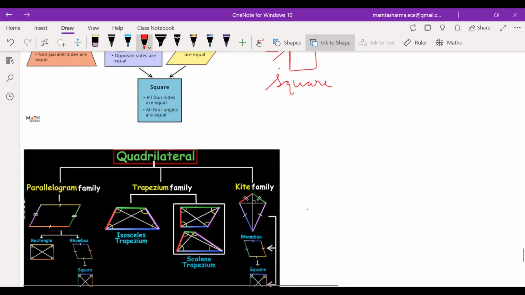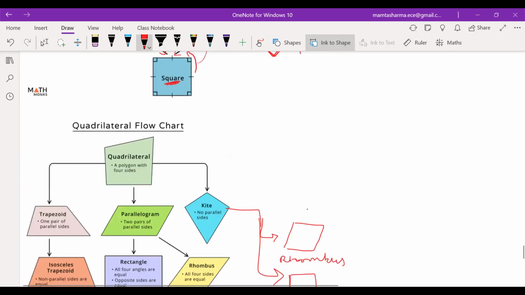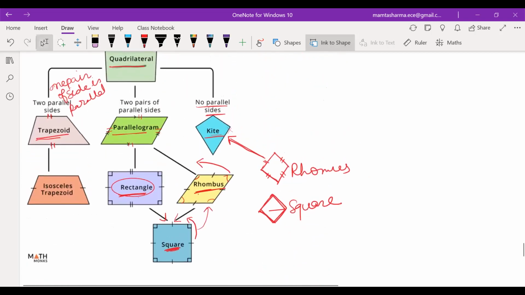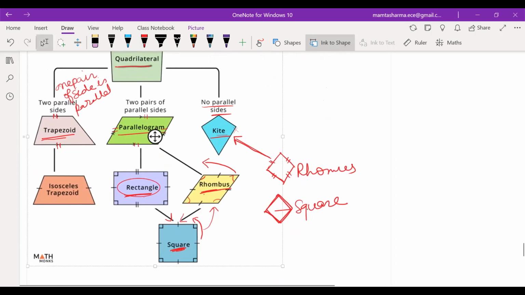Ma'am, I have a doubt. In the trapezoid, one of the sides is a little bit shorter and one is longer. How can we say that it's parallel? Actually, parallel is one thing, and the length of a side is a different thing.